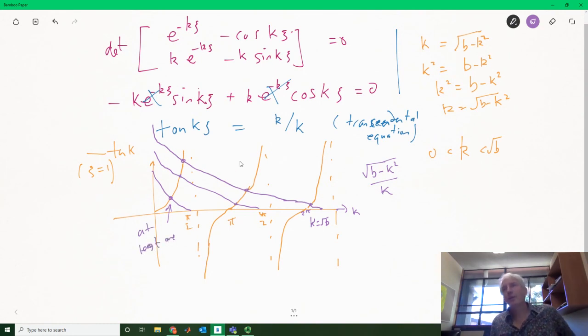So you're going to get a finite number of solutions depending on the ratio of b to zeta, where these curves intersect. This picture shows you they exist and it shows you the interval they exist on. The only way to actually find them is numerically.